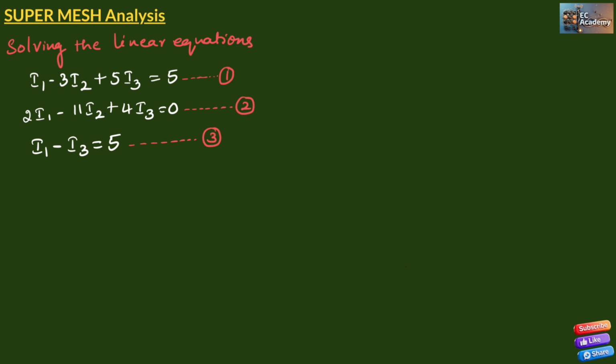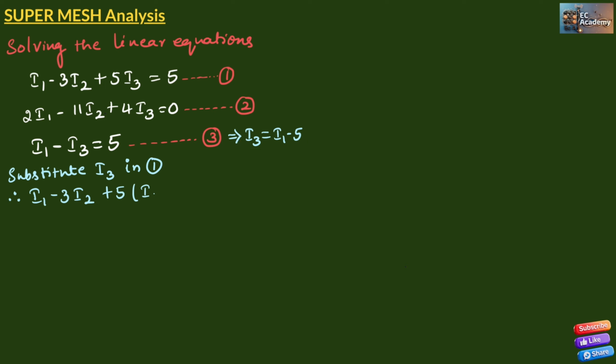Now let us consider equation number 3, and let us substitute equation 3 in equations 1 and 2. From equation number 3, we can find I3 is equal to I1 minus 5. So let us substitute I3 in equation 1. Therefore, we can write I1 minus 3 I2 plus 5, in place of I3 we can write I1 minus 5, is equal to 5.